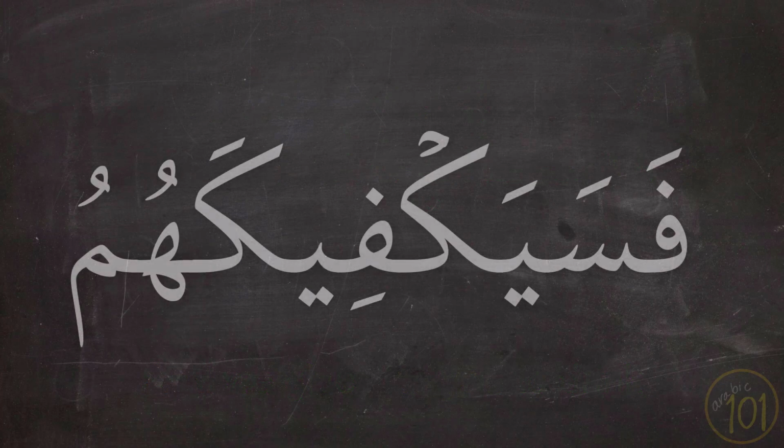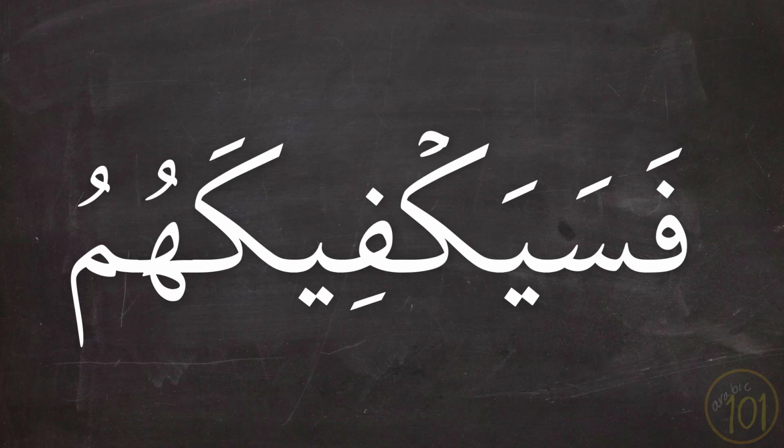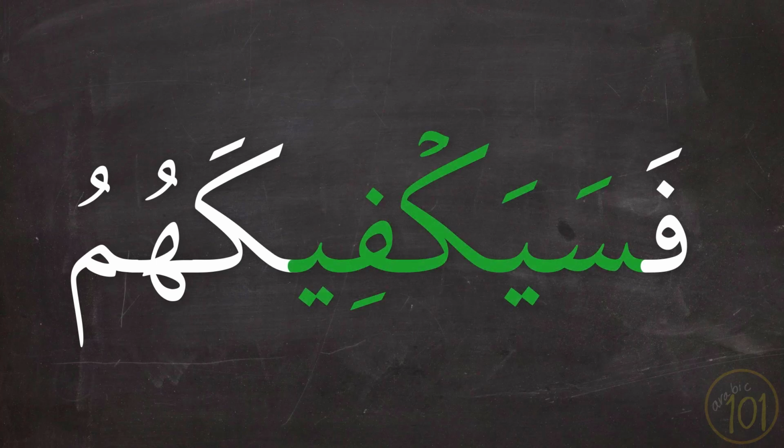Now finally, I'm going to give you a long word, and I want you to try and analyze the word and tell me which are the prefixes and which are the suffixes and what would they mean. The word is fasayakfīkahum. And because we haven't studied this verb yet, I'm going to mark the verb with a green color, because then it would make it easier for you to understand where is the prefix and where is the suffix.